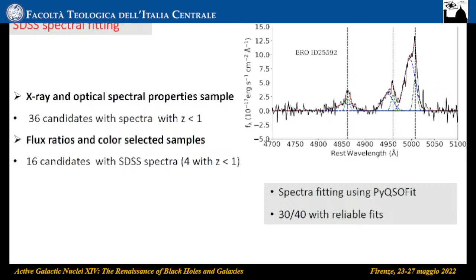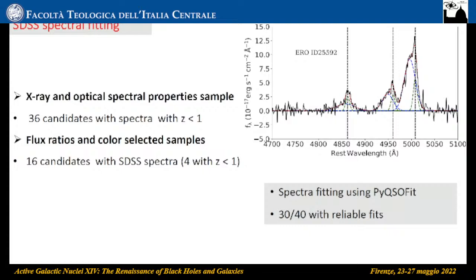And from the X-ray and optical spectral properties sample, we have selected 336 candidates with redshift less than 1. And then from the color selected sample, we selected 16 candidates with spectra, but only 4 of them have redshift less than 1. The reason we are considering redshift less than 1 is because we are focusing on ionized outflows traced by the [O III] line. So we are considering only sources that have redshift less than 1.